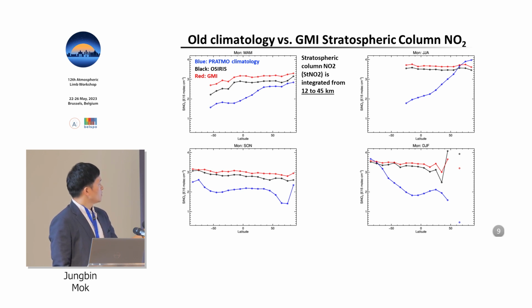Overall, GMI and OSIRIS show very similar latitudinal patterns, and over all the seasons, GMI and OSIRIS show very similar features. However, the Platmo climatology is underestimated by a factor of 2, like in this season, JJA, and in these seasons during wintertime, and in these regions. And also in SON, you can see the very underestimated features of Platmo.